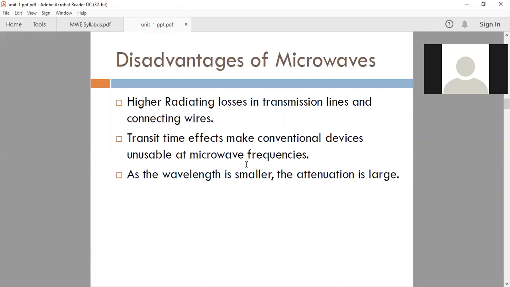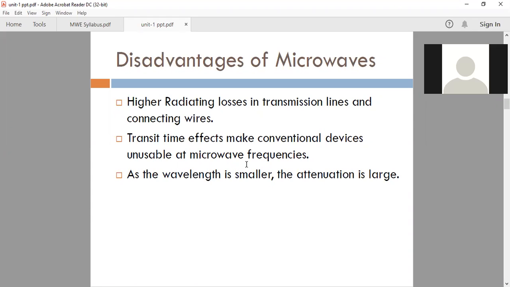And disadvantage of microwaves: higher radiating losses in transmission lines. Suppose we are using coaxial cable, there are losses that we are also going to see. And transit time effect in conventional devices. Already I told there are conventional tubes, and after that we get our microwave tubes. We can't use conventional tubes, there is a problem with them. There is a transit time effect that we are going to study at the time of microwave sources.